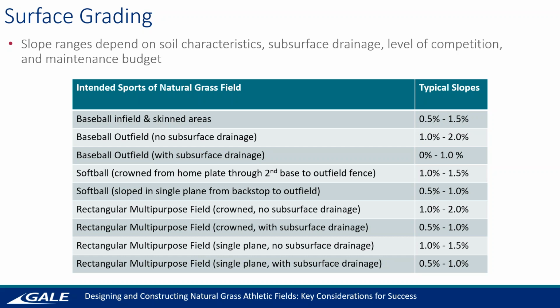And then rectangular fields as well. If they're crowned with no subsurface drainage, you typically go at a higher slope. You can get away with that a little bit more with crowned fields because you're not going quite as long a distance. You're going half the distance as compared to the single plane. So you can get away with a little bit more slope there if you had to, if you didn't have subsurface drainage.